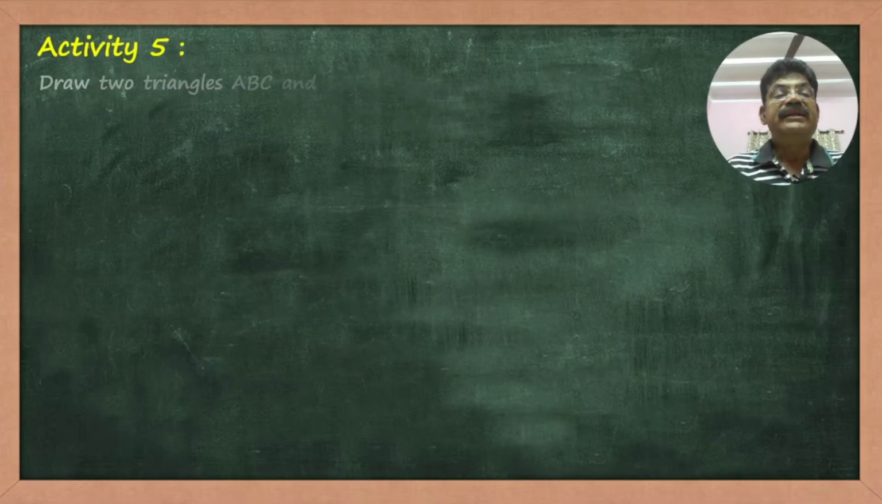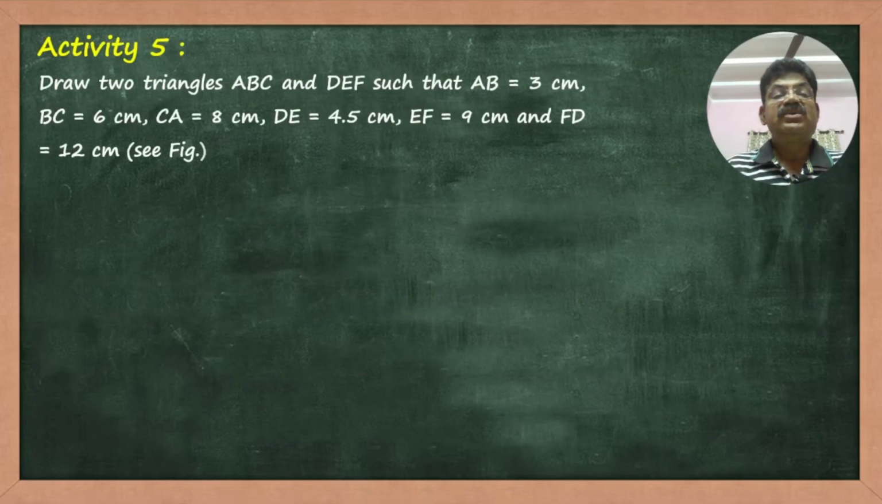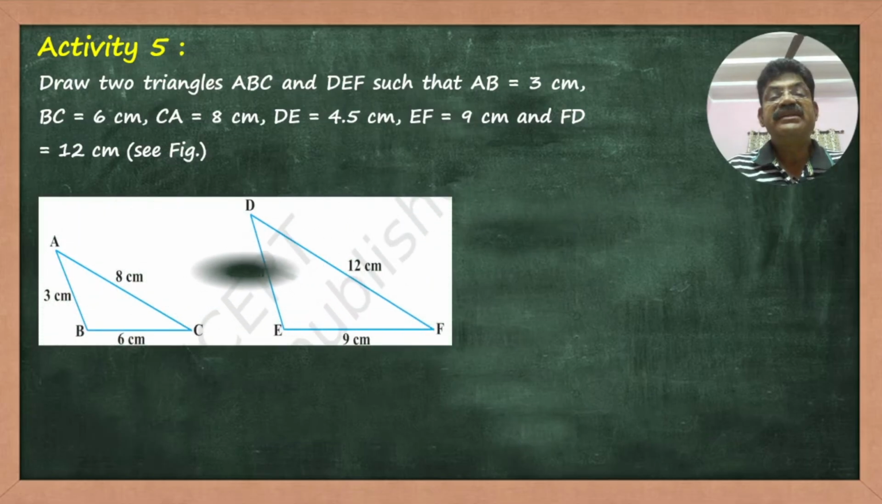Now another activity. Draw two triangles ABC and DEF such that AB is equal to 3 cm, BC is equal to 6 cm, CA is equal to 8 cm. DE is equal to 4.5 cm, EF is equal to 9 cm, and FD is equal to 12 cm. You see the figure.